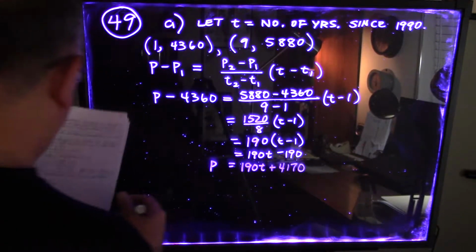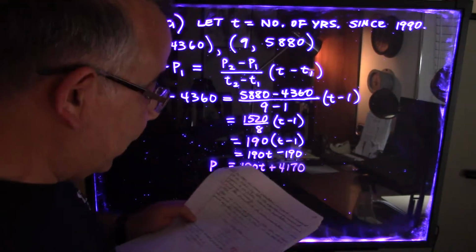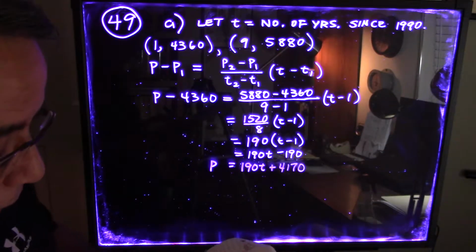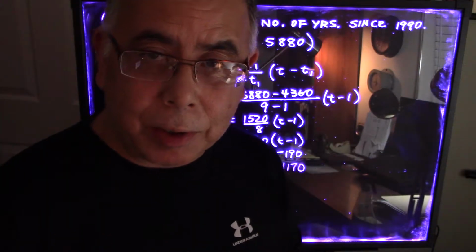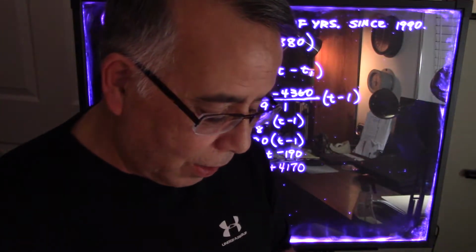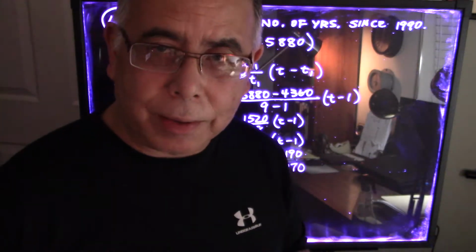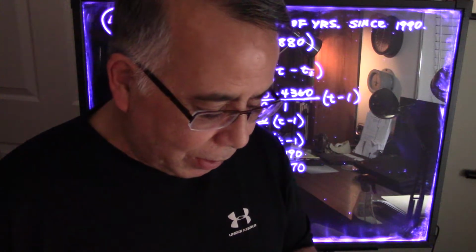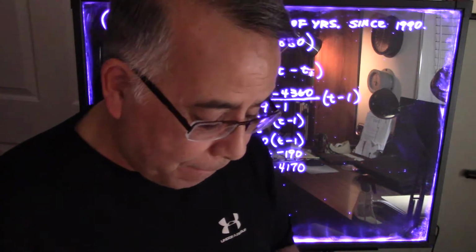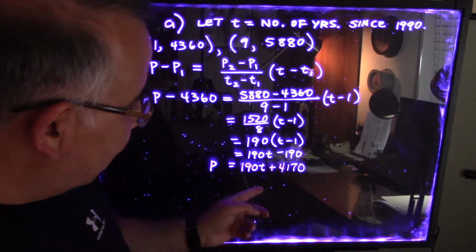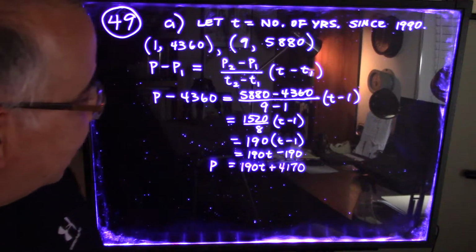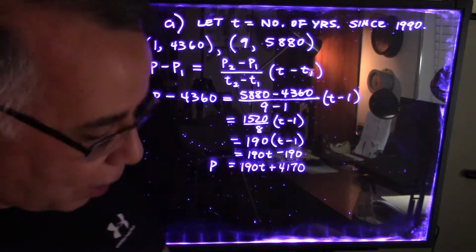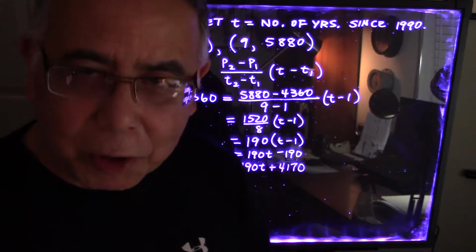Now, your book's answer is P of T equals 190T plus 4,360. Alright, that is incorrect. So be careful there. The book's answer is incorrect for part A here. So this is the correct answer. You can double check my work if you wish. Go back over it. I've already double checked.